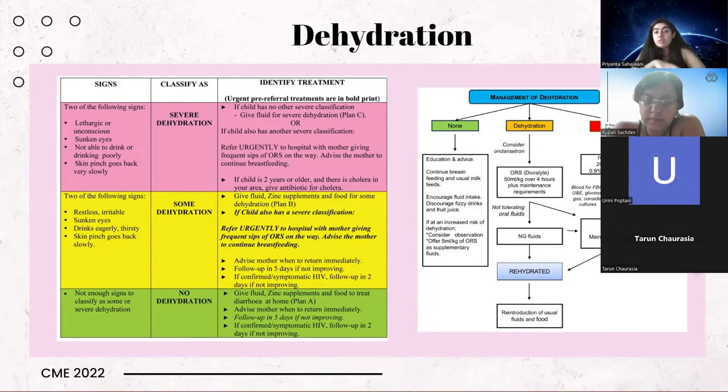If they're not able to tolerate oral fluids, you will give nasogastric fluids, and you will give IV fluids, which is again based on maintenance and correction. And you will see for rehydration.